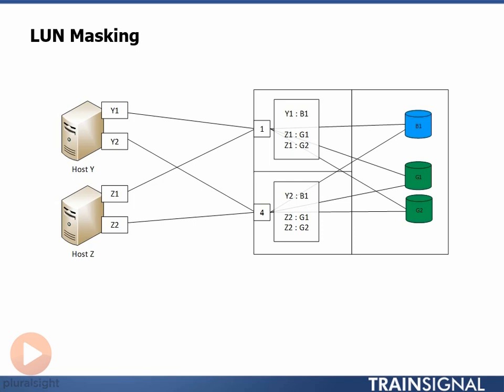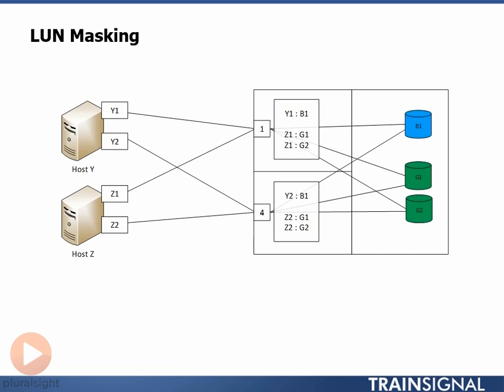And similarly, the ACL on port 4 on our array states that HBA port Y2 can access LUN blue 1, while HBA port Z2 can access LUNs green 1 and green 2. And by applying these ACLs to the front-end ports on the arrays, we're said to have masked the LUNs, or enabled LUN masking. For example, as far as host Y is concerned, both ports only provide access to a LUN called B1 or blue 1, and it's blissfully ignorant to the existence of LUNs green 1 and green 2.